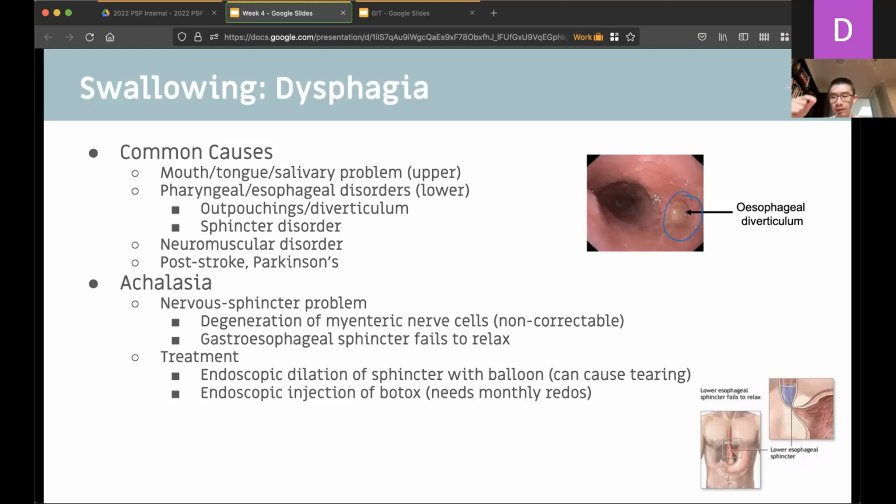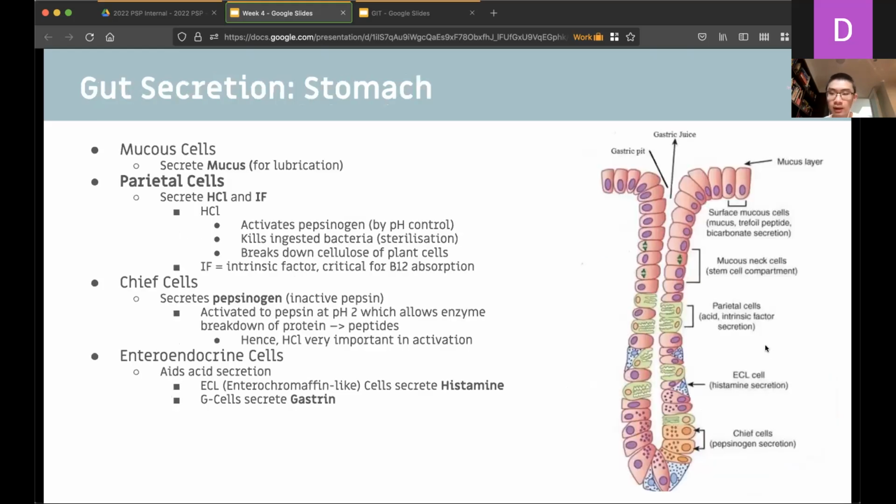It comes down into the sphincter area, and in the narrow area, the balloon expands. But there are problems with that, because it can cause tearing, and it's not the best. You can also inject Botox to paralyze the muscles to allow the food to come through. And now finally we get to actual gut secretion, which is done by the gastric pits in your stomach.